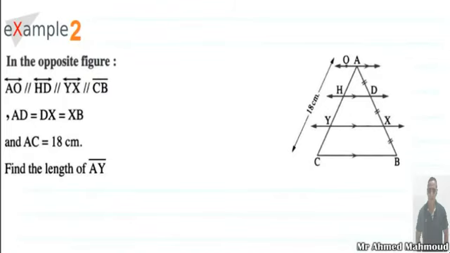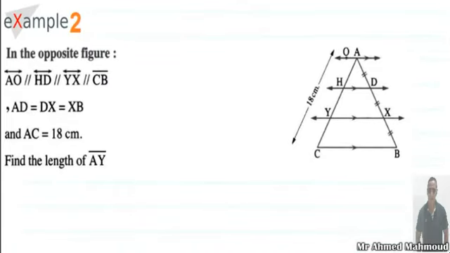Now we are going to solve this one with steps, to show you how you can write steps in this case of problems. Here we have in the opposite figure AO parallel to HD parallel to XY parallel to BC. It's clear here. And AD equal DX equal XB. And we have AC equals 18 centimeters. Find the length of AY.